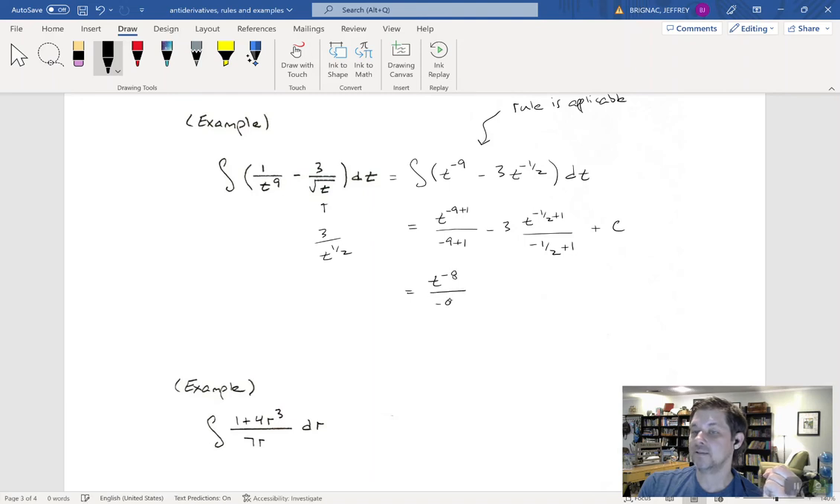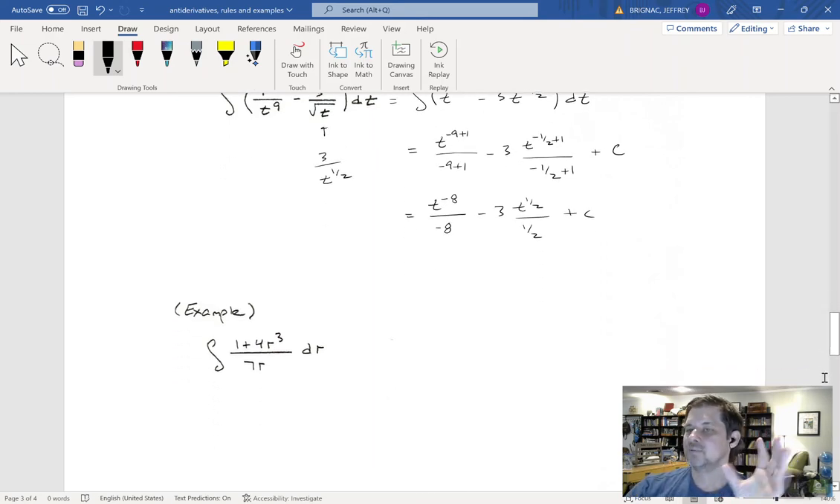So I'm going to get like this. And over here, I'm going to get this 3. And let's figure out what this is. -1/2 plus 1. So that's going to be 1/2. And 1/2, right? Plus c like that. Now I want to write this in the simplest way that I can. And that might be like this. Let's see. This first term's negative, right? So when I divide by -8, that essentially makes it negative. So I might say minus t to the -8 power over 8.